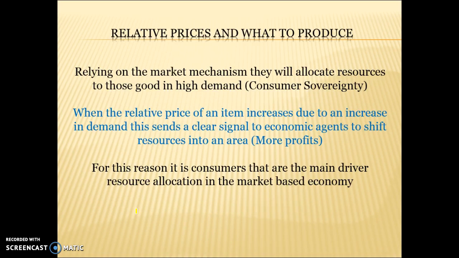So the first question is how relative prices impact what to produce. Essentially, relying on the market mechanism, or relying on demand and supply, will mean that resources will be allocated to the goods that are in high demand, so that's consumer sovereignty. When the relative price of a product increases, we will shift more resources to that product.